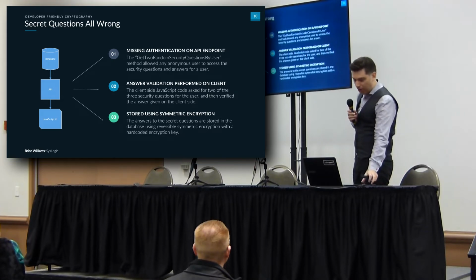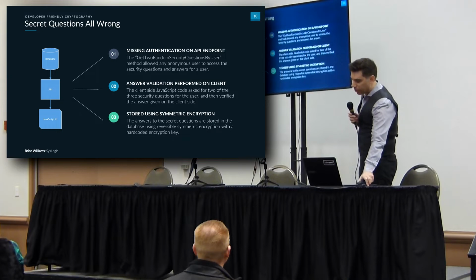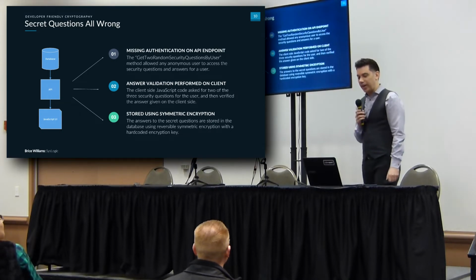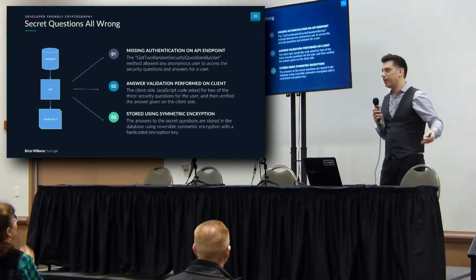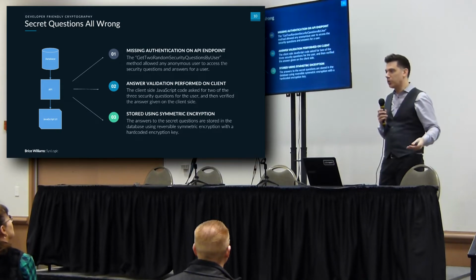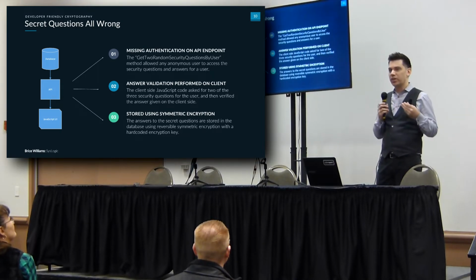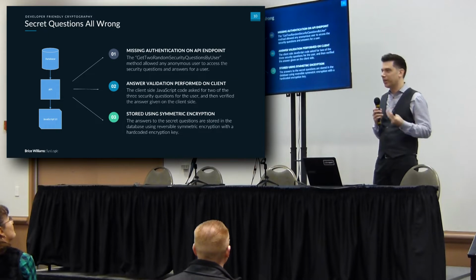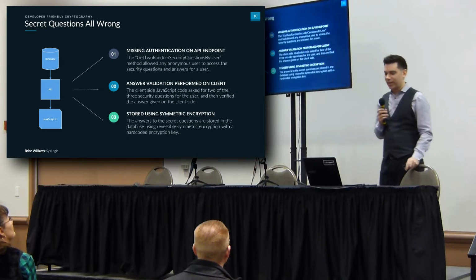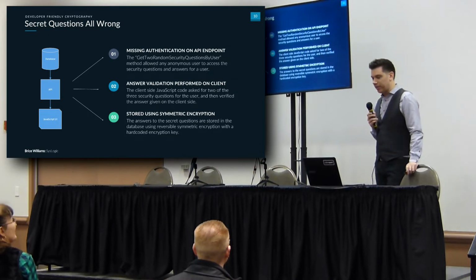There is this function called get random security questions by user that allowed an anonymous user, so no authentication, to ask this based on a user ID and get back the user's secret, 2 of their 3 secret questions and answers. And then, interestingly enough, when I saw this, I realized we had a big problem.